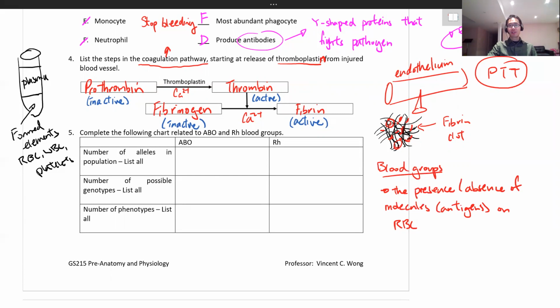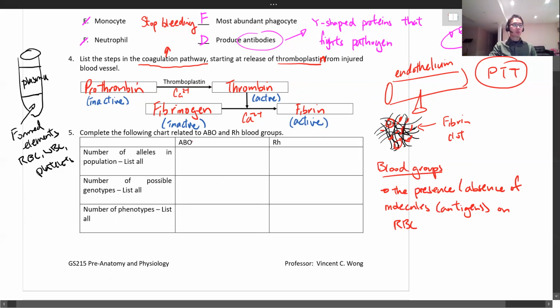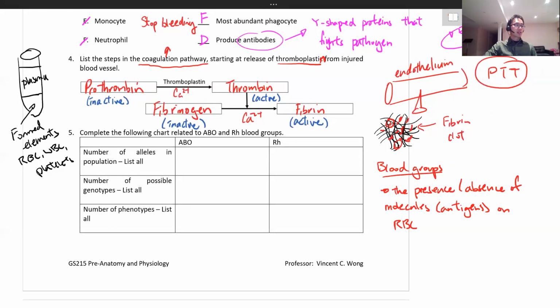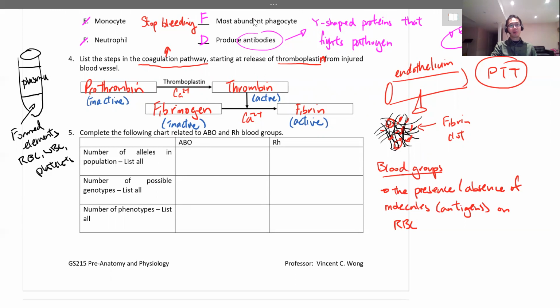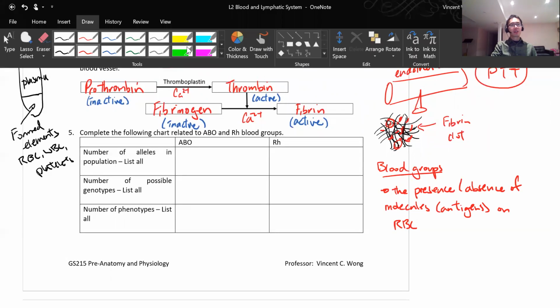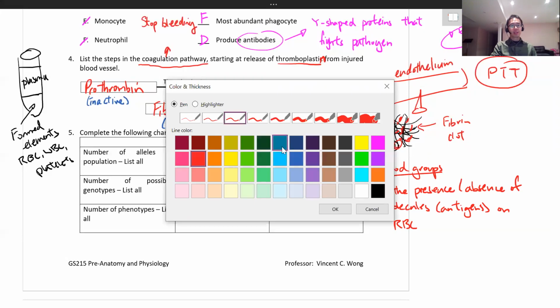And all this stuff is explained in details in the lecture recordings. But let's go through this chart to summarize what we learned. Okay, so number of alleles in the population for ABO. How many alleles are there for the ABO blood group in the population? Anybody can help me out with that?